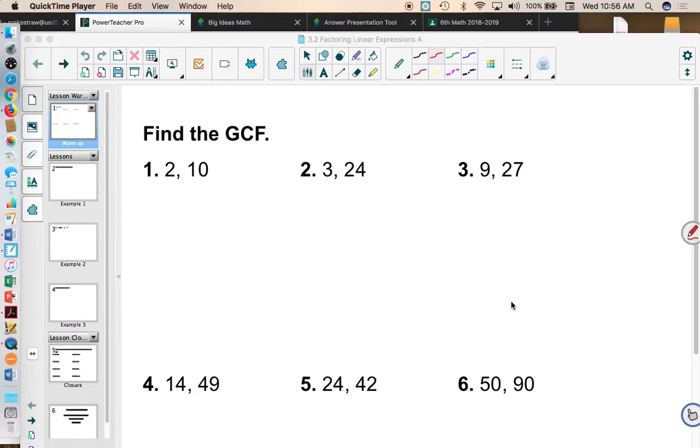I'll leave that there. Okay, now then, find the GCF. You can do 1 through 6. Find the greatest common factor of 10 and 2. This is a review. You should know, and I can look at number 1 and say, well, I know that.